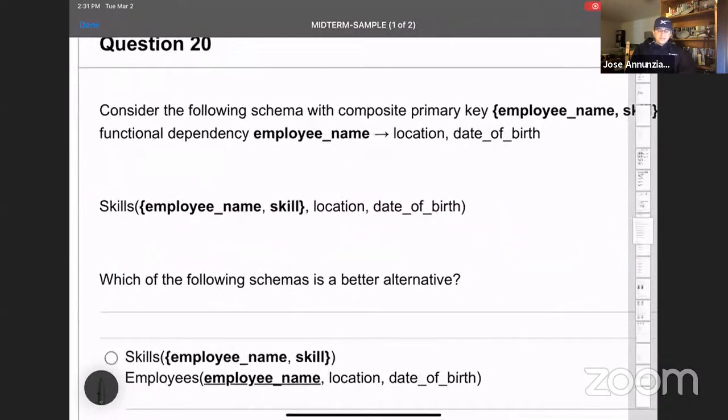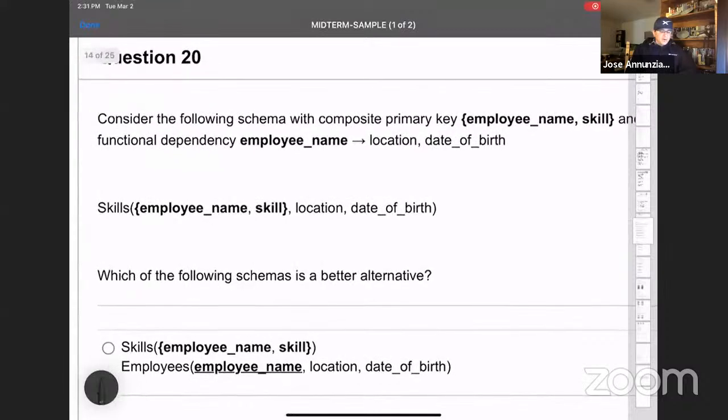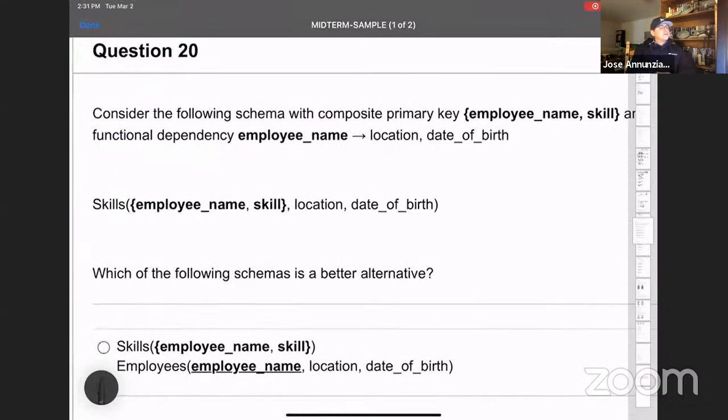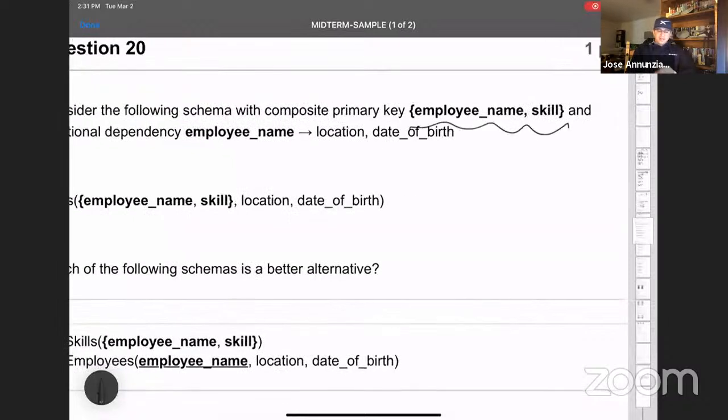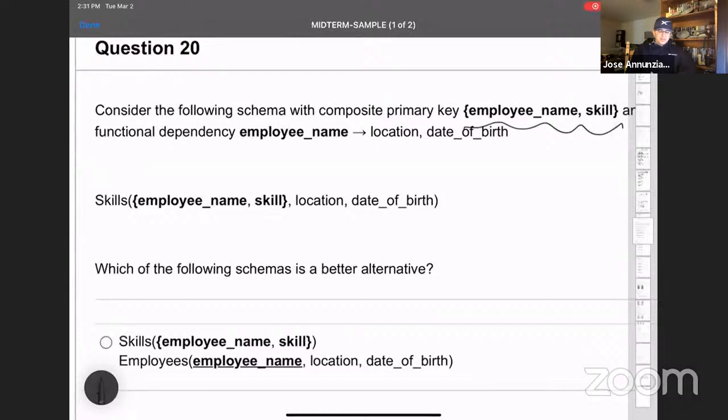Okay, so here's another one that looks very similar to the one before. Consider the following schema. The schema has a composite key, employee and skill. Again, this one I think is straight from the slides, and we have a relationship between employee and location. So employee is location over here.